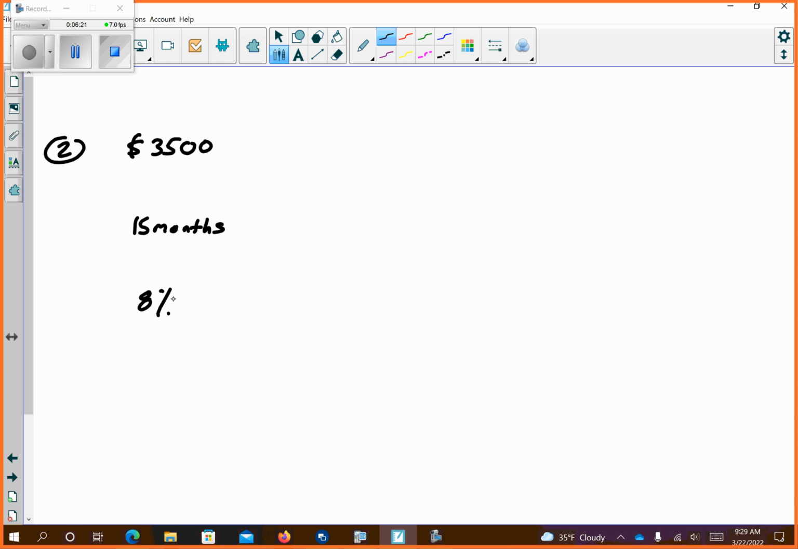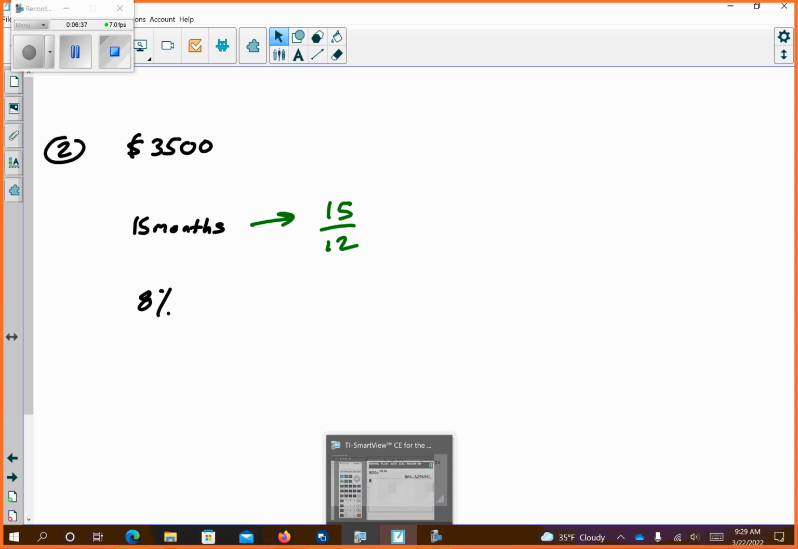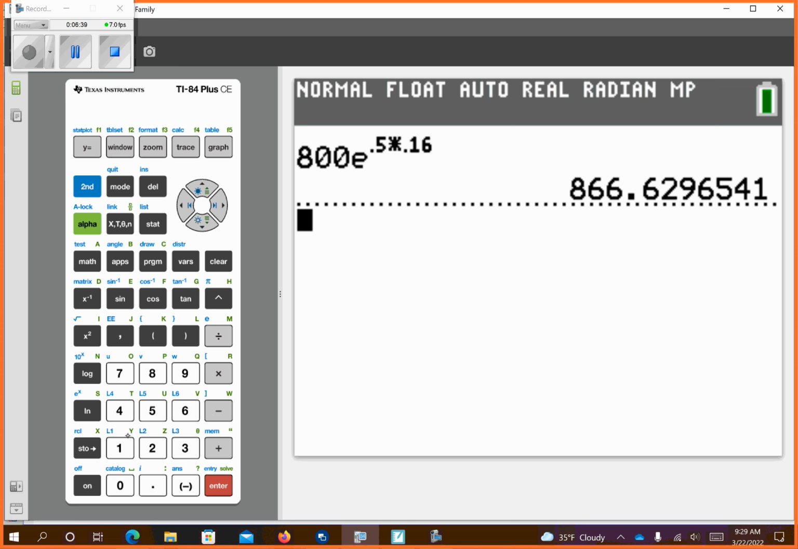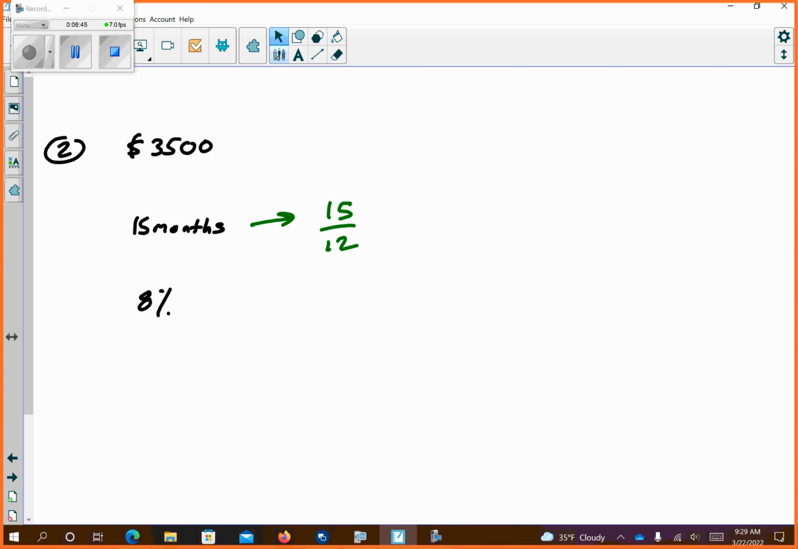Okay, so 15 months. So 15 months converted into a year is going to be 15 over 12. Agree? Because there's 12 months in a year. So let's just do the math on that real quick. 15 divided by 12. So 1.25. Is that what someone said? Cool, thank you.